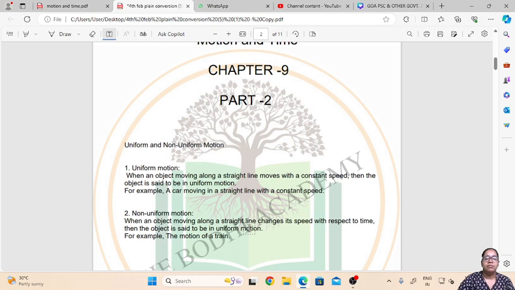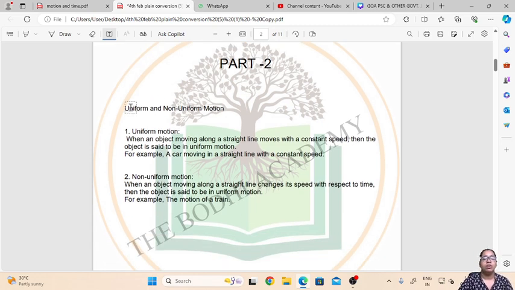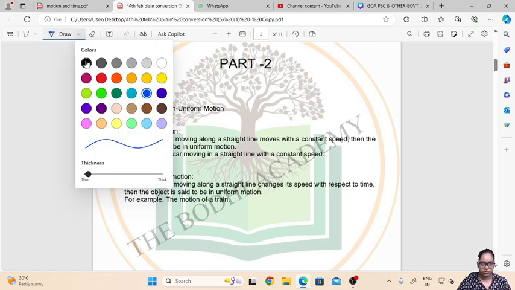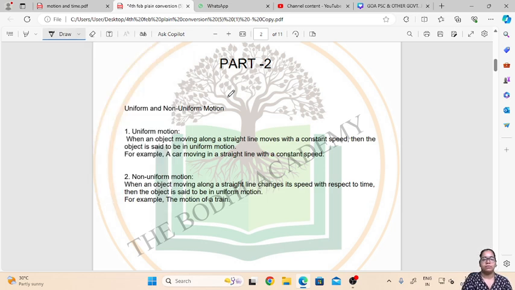To begin with, we will first see the meaning of uniform motion and non-uniform motion. In our yesterday's class, we learned about motion. So what is the meaning of uniform motion? Uniform motion: when an object moving along a straight line moves at a constant speed, then the object is said to be in uniform motion. For example, a car moving in a straight line with a constant speed.